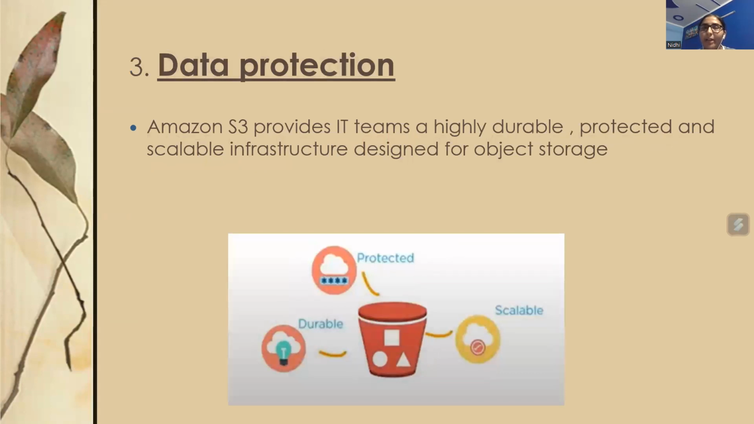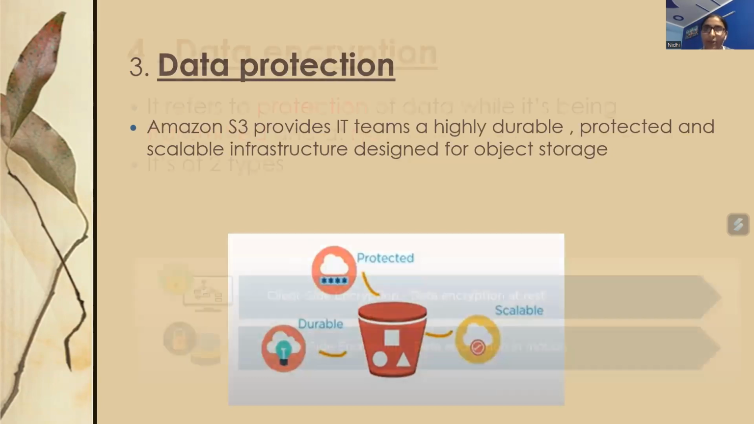The third one is data protection. Through bucket policies, we can protect our data. Now it is durable, protected, and scalable. It's not like only a particular amount of data is protected. If you're storing 5 terabytes of data, the whole 5 terabytes of data will be secured. And if you're storing 500 MB of data, it will be secured as well. So that's data protection.